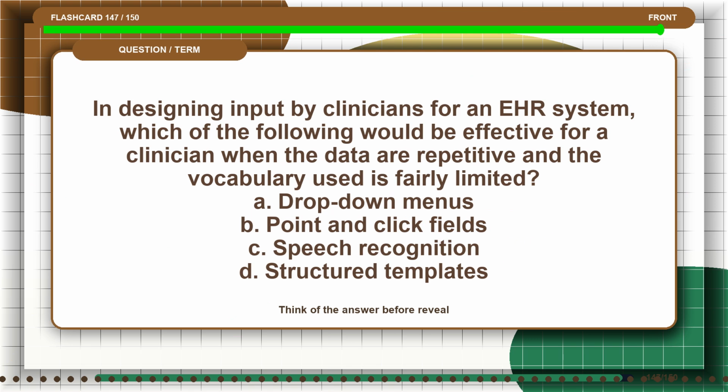Flashcard 147. In designing input by clinicians for an EHR system, which of the following would be effective for a clinician when the data are repetitive and the vocabulary used is fairly limited? A. Drop-down menus. B. Point-and-click fields. C. Speech recognition. D. Structured templates. Think of the answer before the reveal.